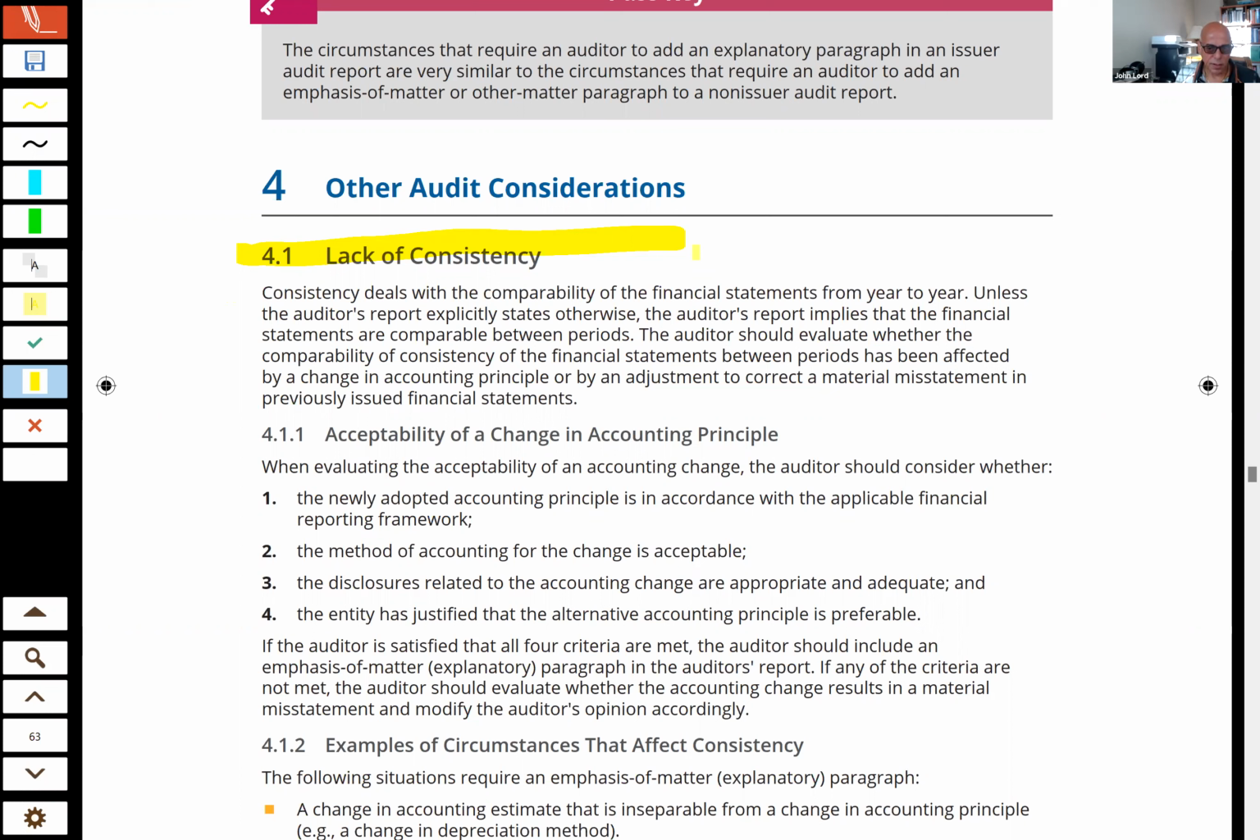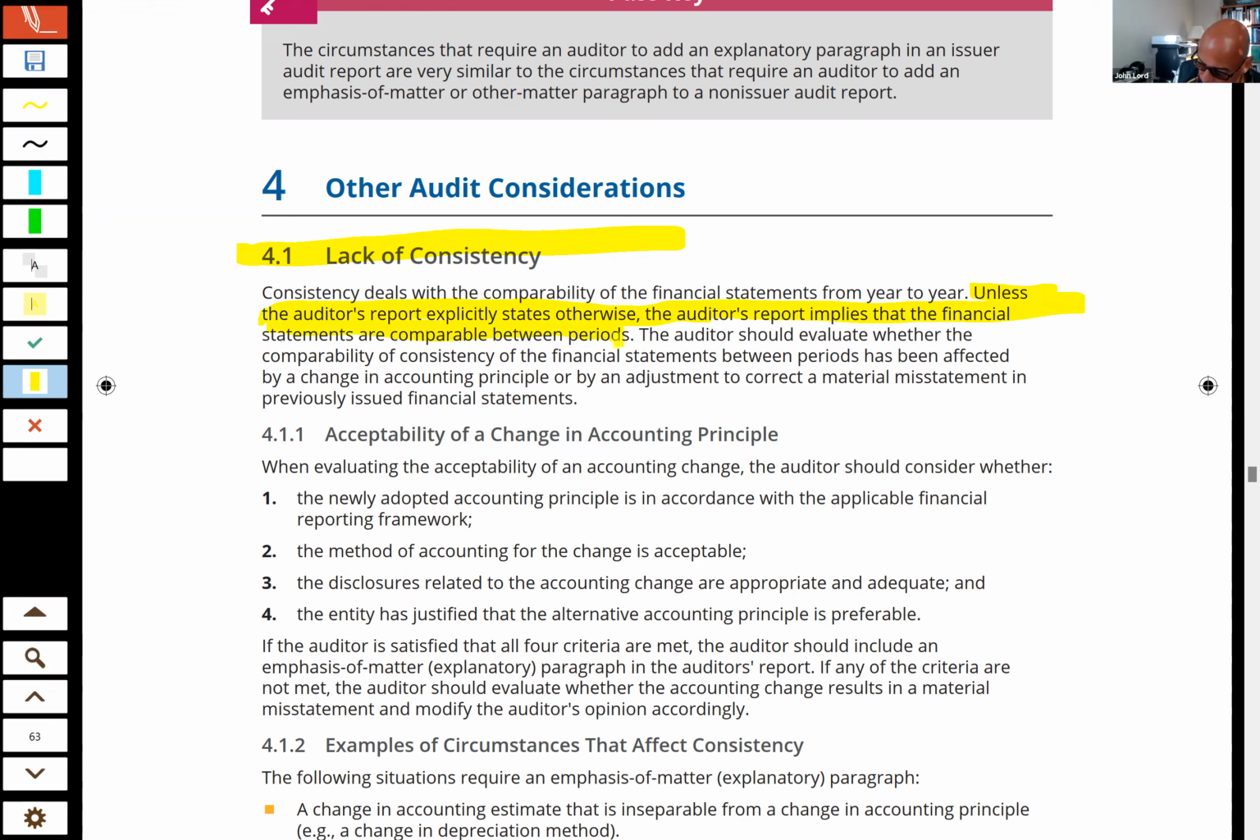But as we've seen, the standards tell you under those circumstances, you are to what? Add an emphasis of matter, explanatory paragraph. We're talking about public, non-public emphasis of matter that calls that out. Okay, so that's what we're looking at. And we say that unless the auditor's report explicitly states otherwise, the audit report implies, that means we think it's automatically the case, that the statements are comparable between periods.